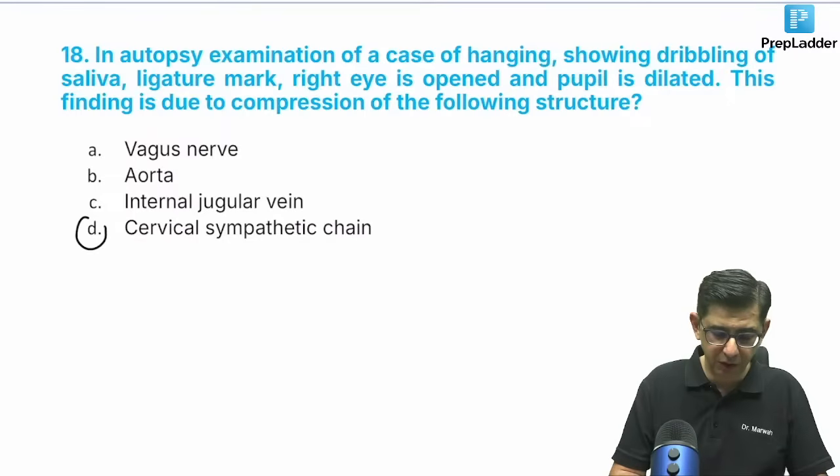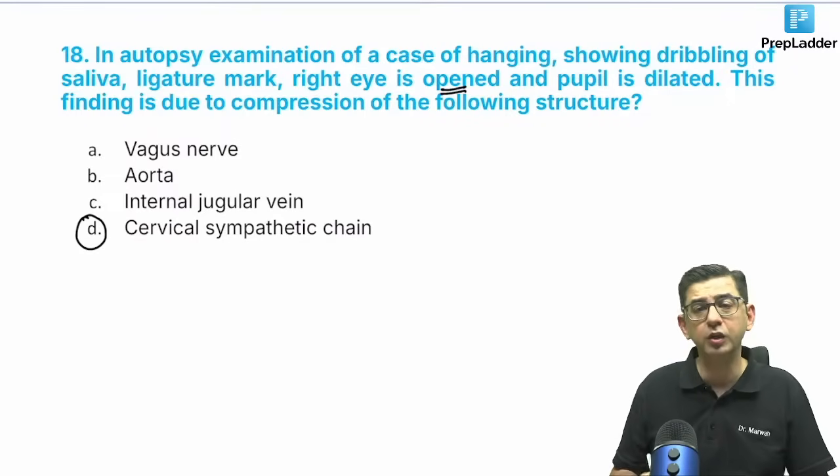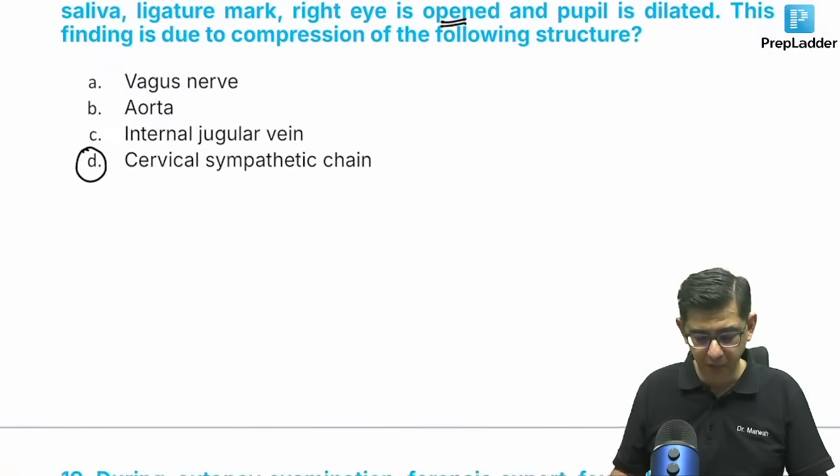So the correct answer in this case is option number D. That's what's written here. The eye is open. That's because of the Muller's muscle being stimulated by the sympathetic chain primarily.